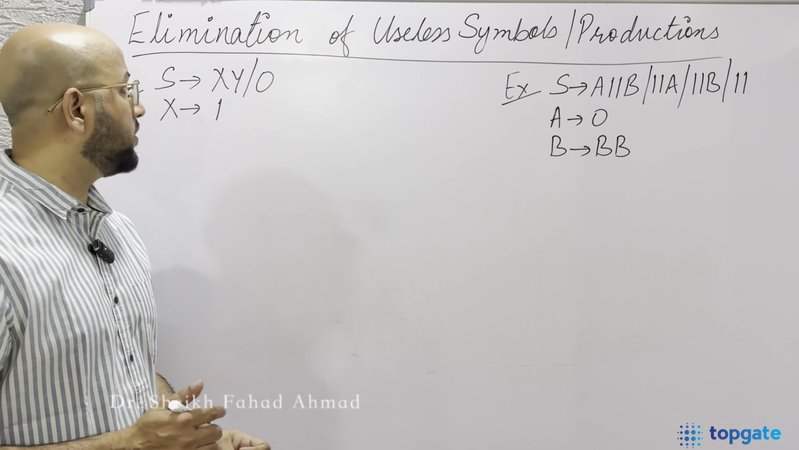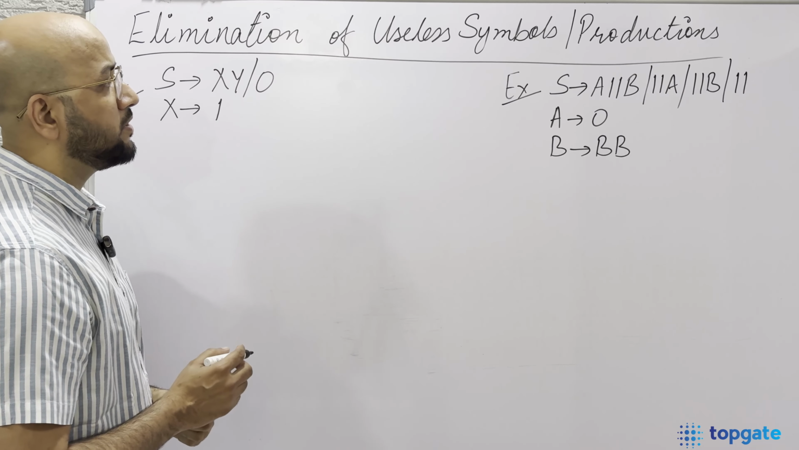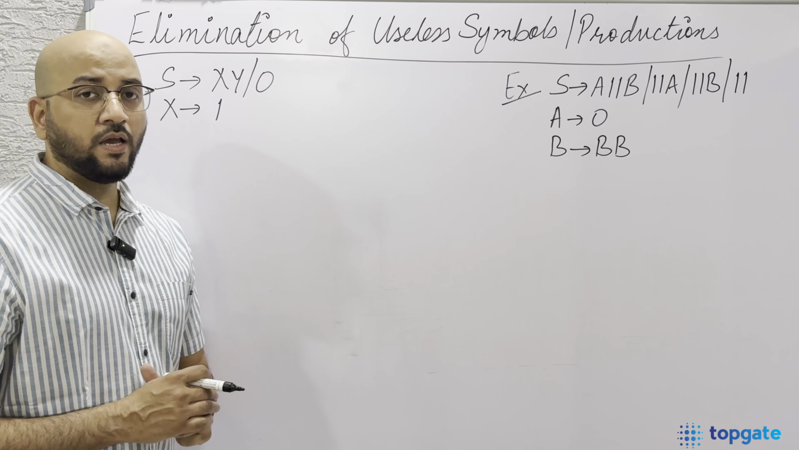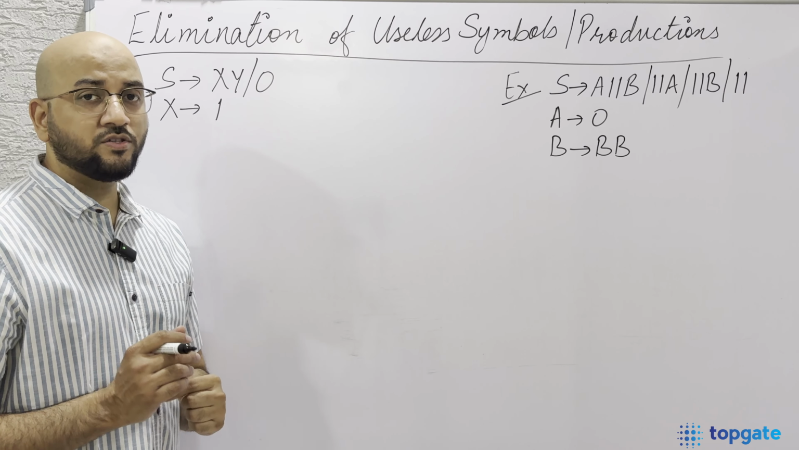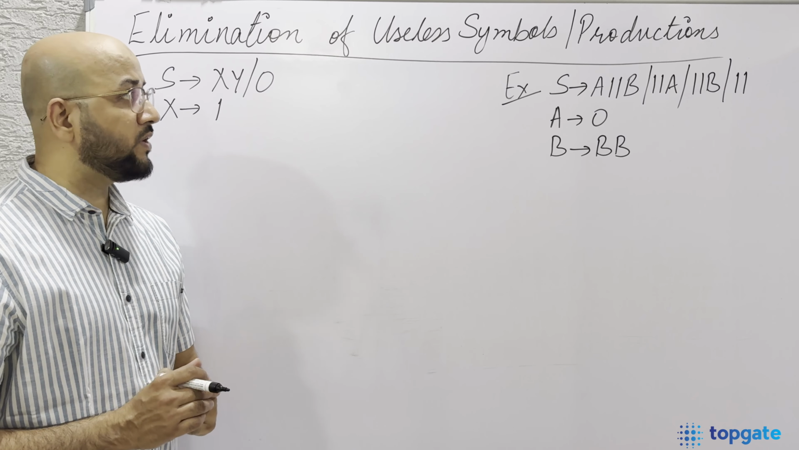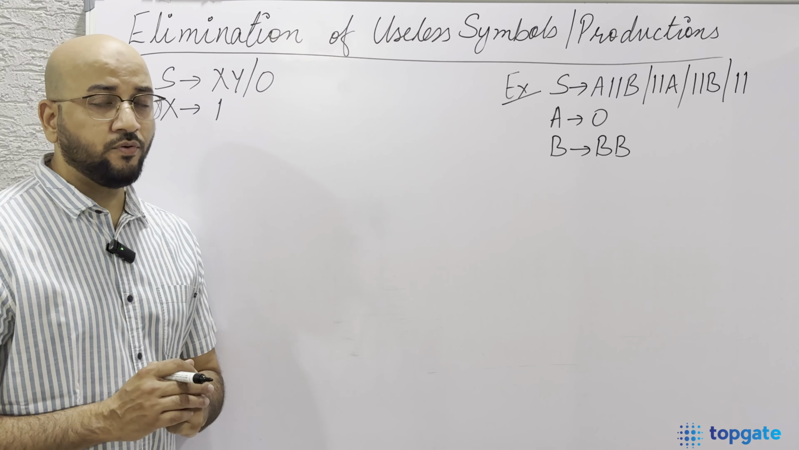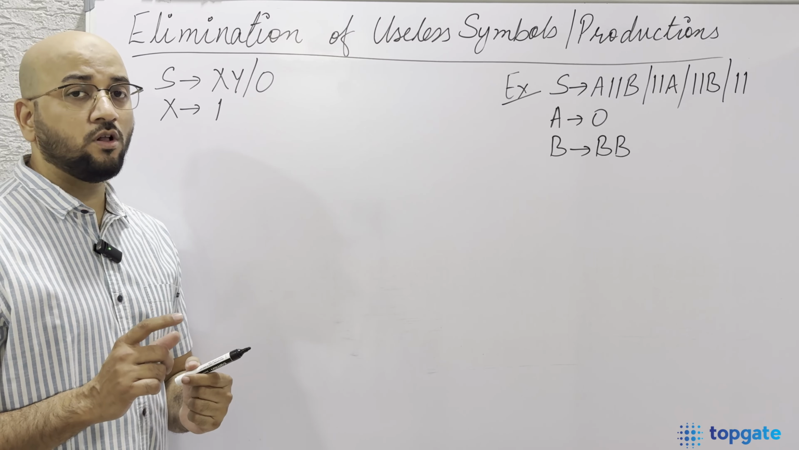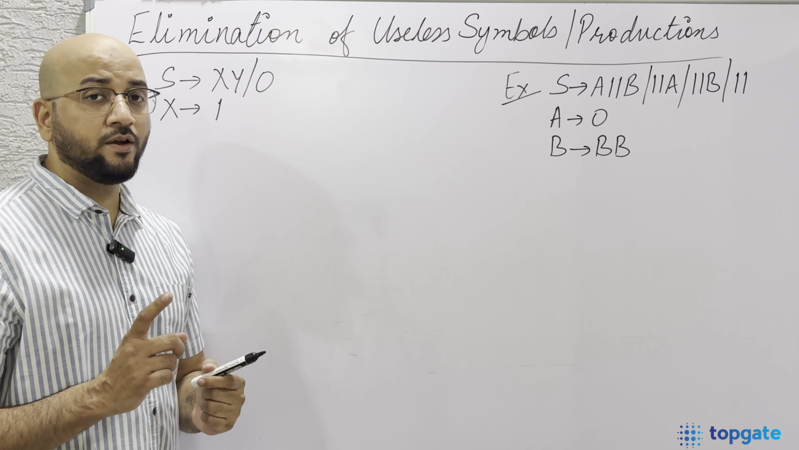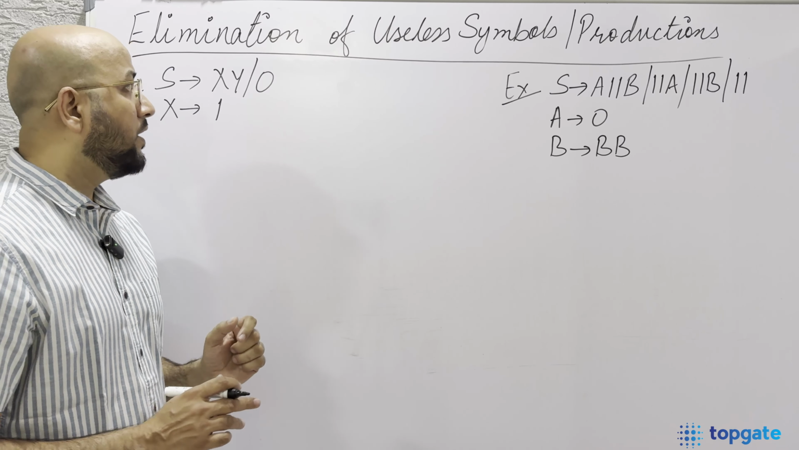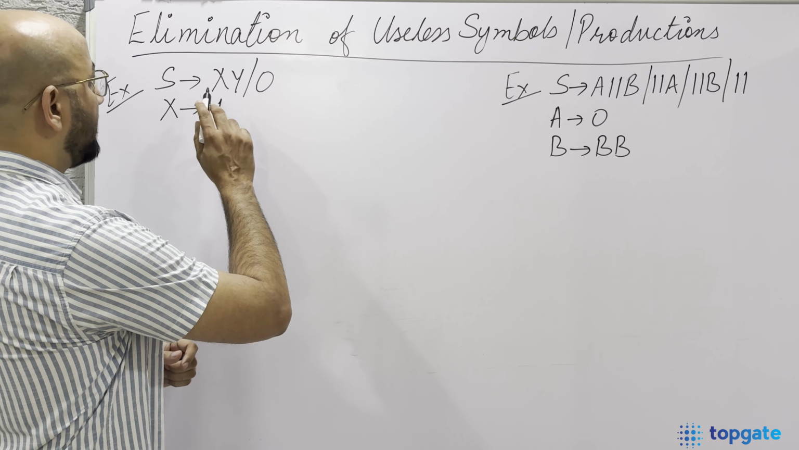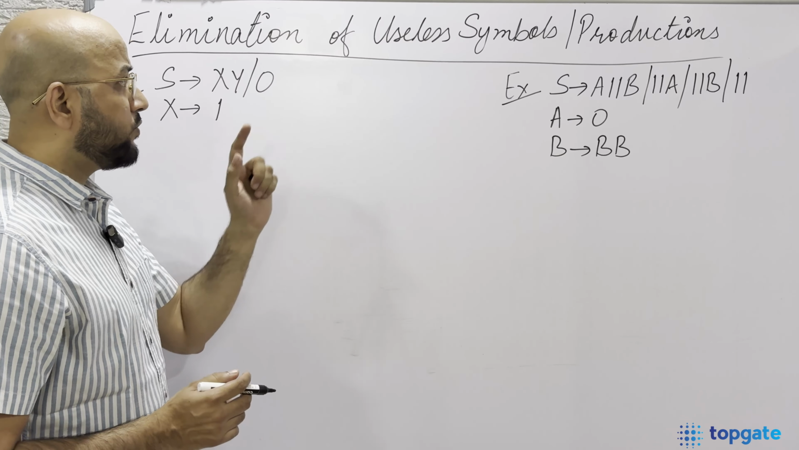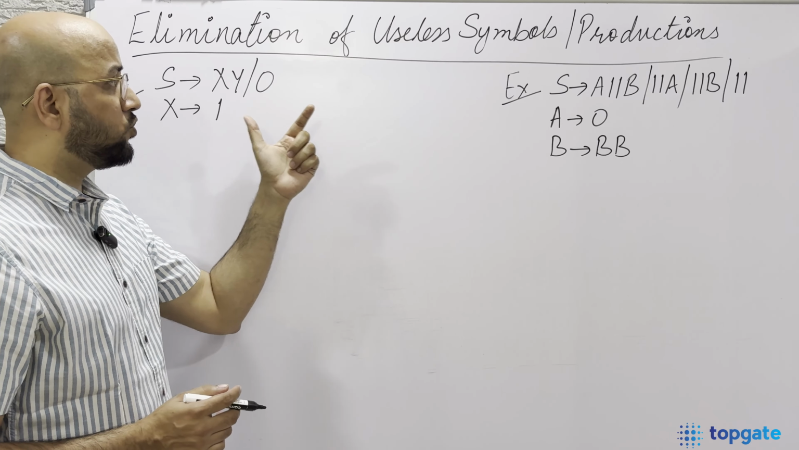In this video, we'll see the elimination of useless symbols or productions. In the previous video, we started with the simplification of the CFG, and we saw that whenever we simplify any context-free grammar, we have to perform three steps. The first step is to eliminate all the useless symbols. The second is to eliminate all the null productions. The third is to eliminate all the unit productions. In this video, I'll focus on the very first method, the elimination of useless symbols or productions. In this one, we have two things to look at.